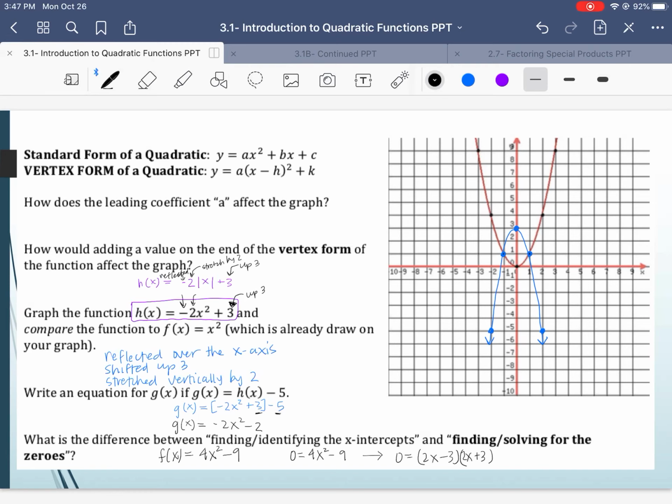So my solutions there, if I'm finding zeros from that first piece, would be x is equal to 3 halves, or 1.5. So my two zeros would be x is equal to 3 halves, and the other one, x is equal to negative 3 halves. So if I were to go ahead and graph that function, I should be able to see that its x-intercepts would occur at 1.5 and negative 1.5.